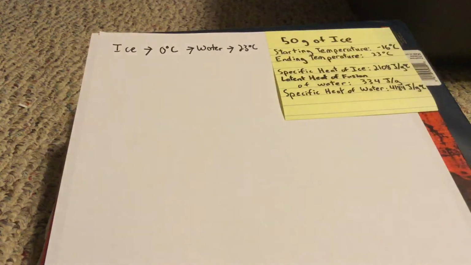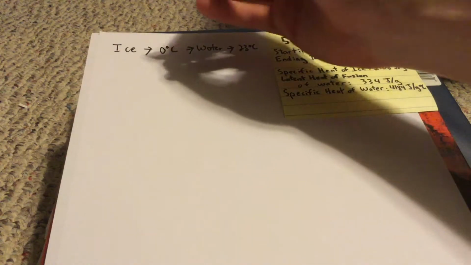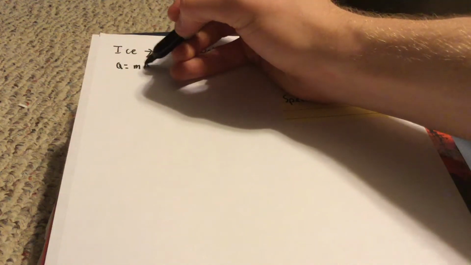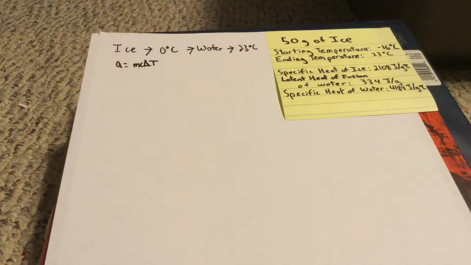The equation for heat required to change temperature of an object is Q equals M C delta T, where M is the mass of the object being warmed, C is the specific heat of that object, and delta T is the change in temperature, T final minus T initial.